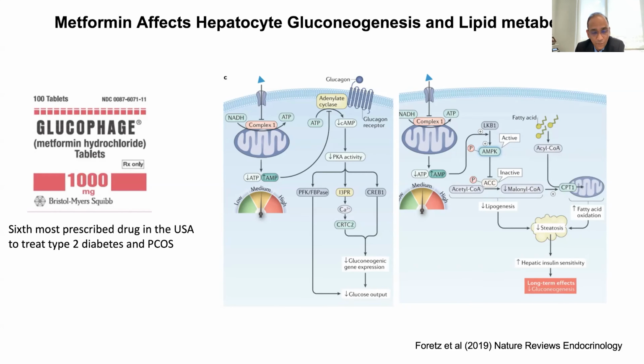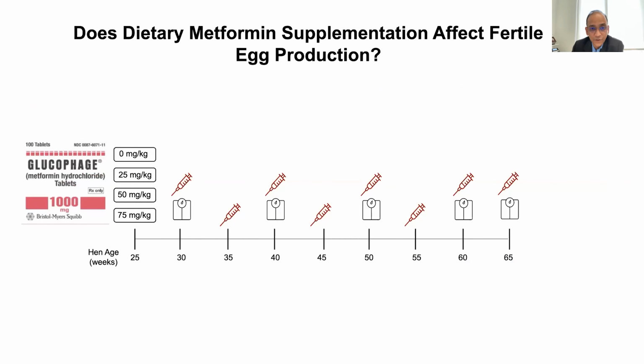So we designed a small trial in our research farm with broiler breeders to see if metformin can be used to affect egg production. And again, I caution you here, these hens were raised on the floor pen until 20 weeks of age, until they were photostimulated. And then we moved them to cages. We had 4 groups of treatments here: 0 milligram, 25, 50, and 75 milligram of metformin per kilogram body weight.